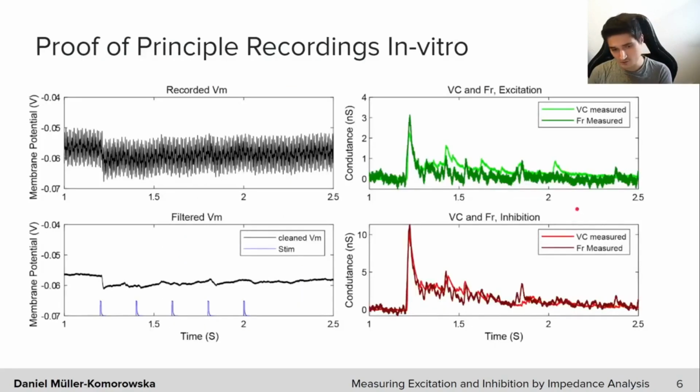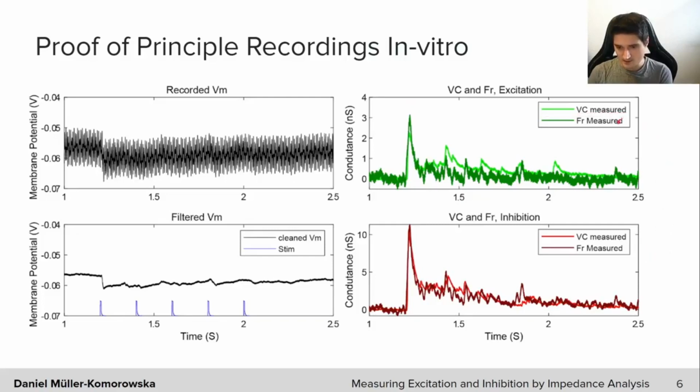We have now also moved on to proof of principle recordings in vitro, and here you can see in the top left a voltage recording with the alternating current injection, and we can clean this up by bandstop filtering, as I explained earlier, and then we get this kind of voltage signal. And here in blue you can see optogenetic stimulus triggers that cause these membrane fluctuations. Now on the right you see in green the excitatory conductance as well as the inhibitory conductance.